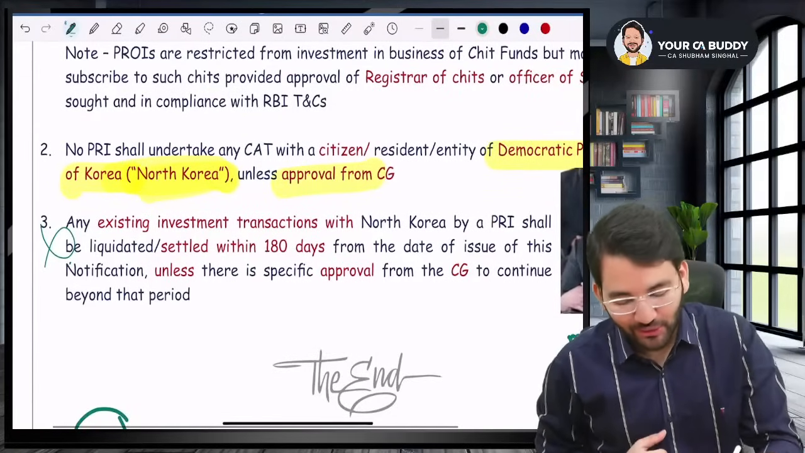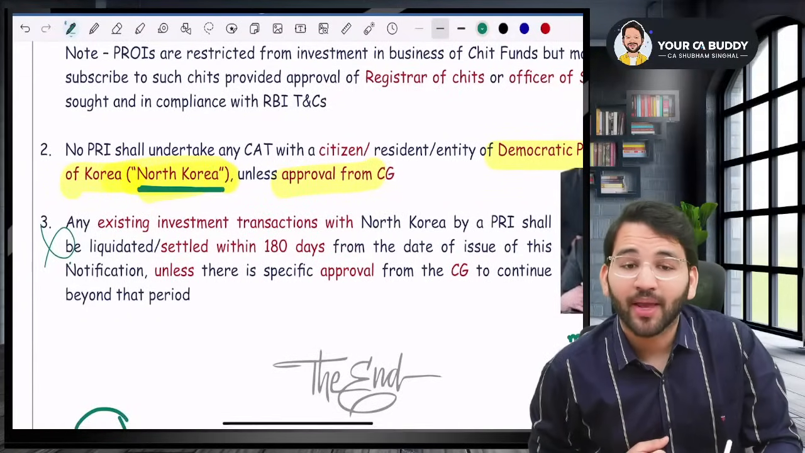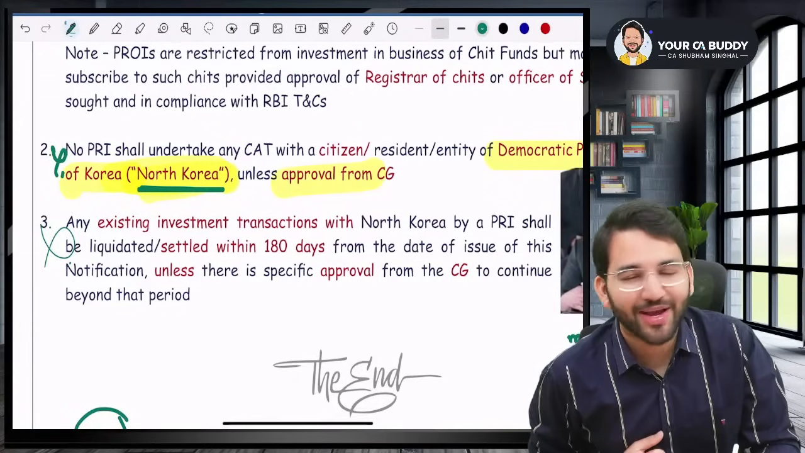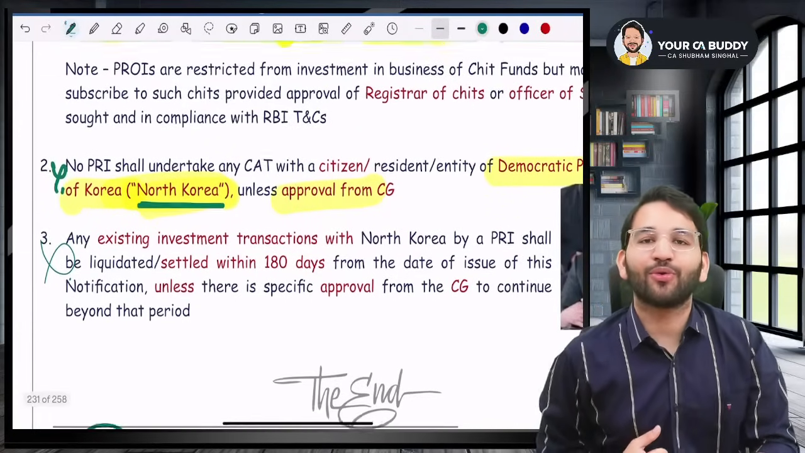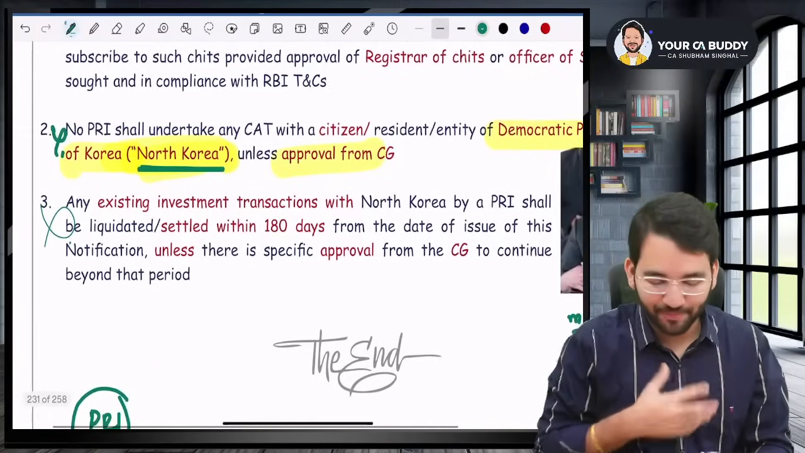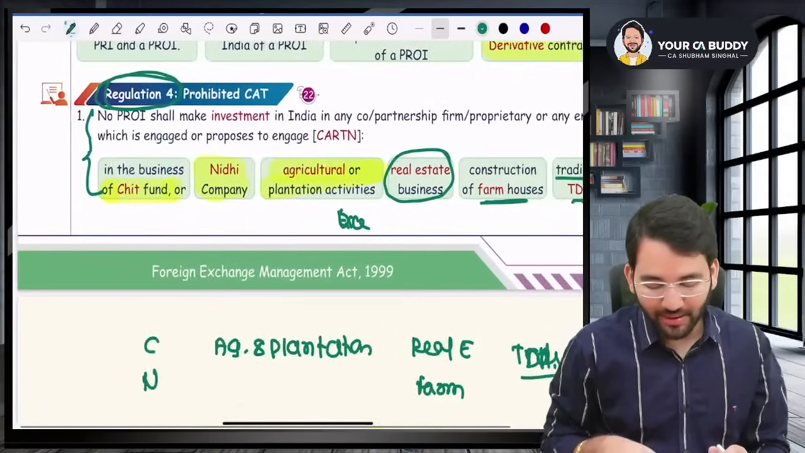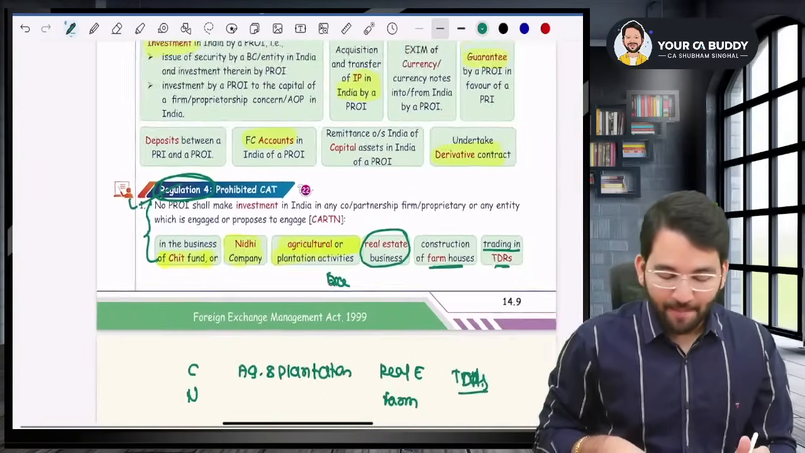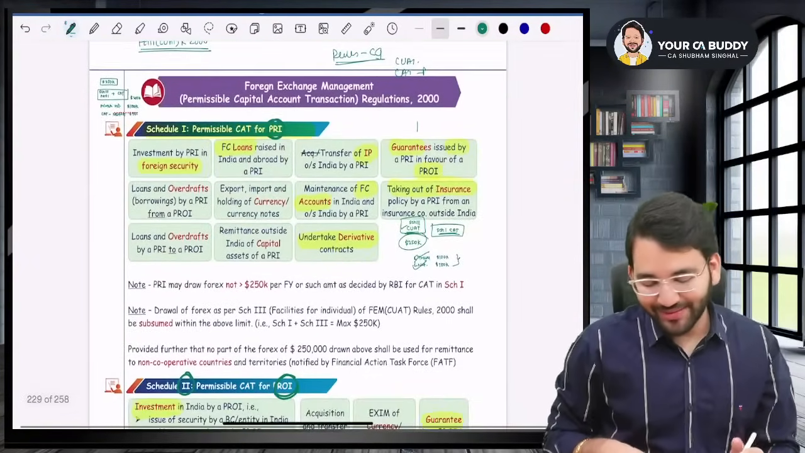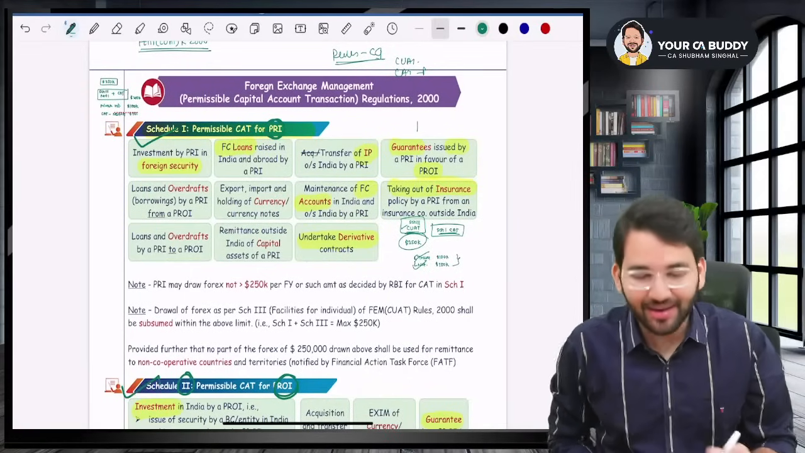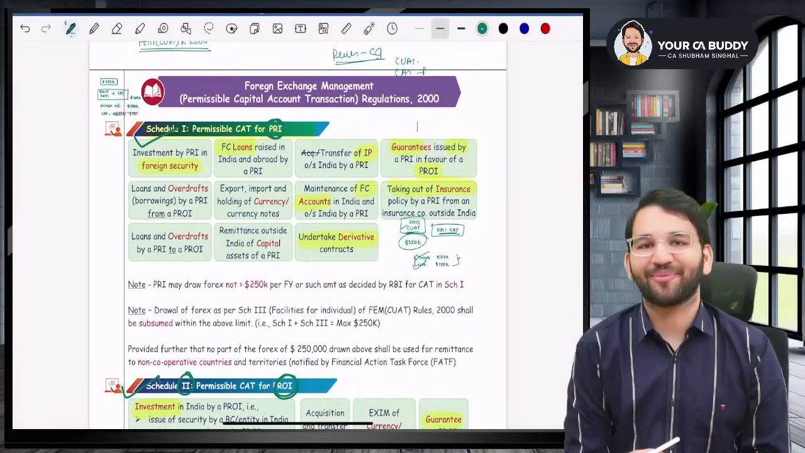Nothing serious. So you cannot make investment in North Korea. We said stay away from the people of North Korea. You are not allowed to deal with the North Korea people. Who? Indians, PRI. This is very important. Prohibition for PRI. But apart from that, what are the things which are permitted for a PR? What are the things which are permitted?